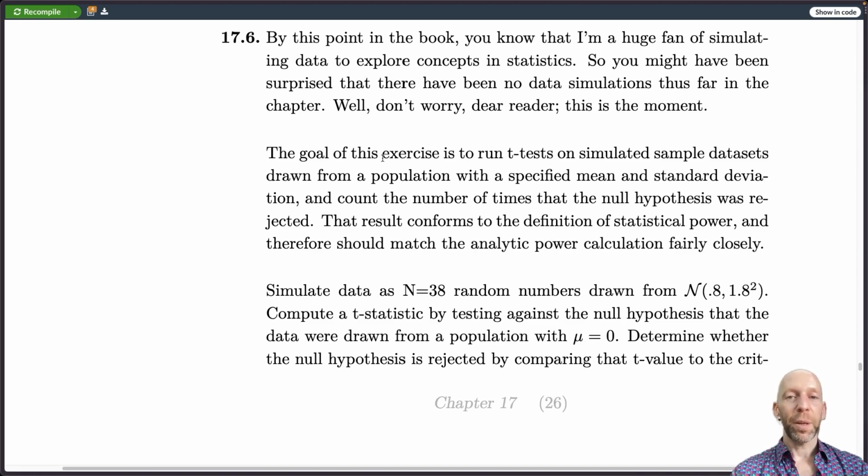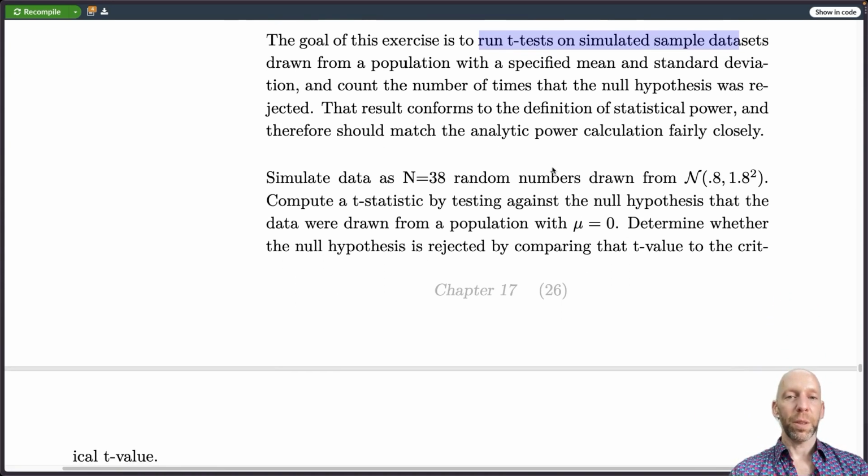Okay, so anyway, what we are going to do here is run a bunch of t-tests on simulated data sets to determine whether the empirical statistical power corresponds to the theoretical, the analytical power that we get from applying formulas and algorithms. Okay, so here's what you want to do.